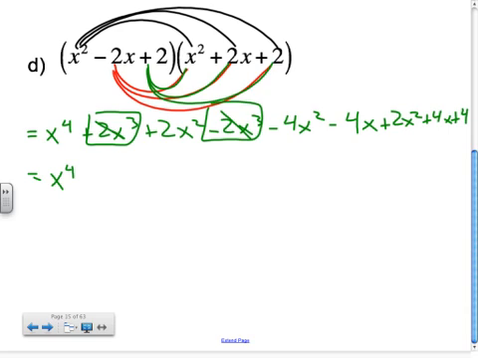So I don't have any x cubes. So then I look at my x squared. 2x squared minus 4x squared, that's negative 2x squared plus 2x squared. Well, negative 2x squared plus 2x squared, those are all going to cancel as well.